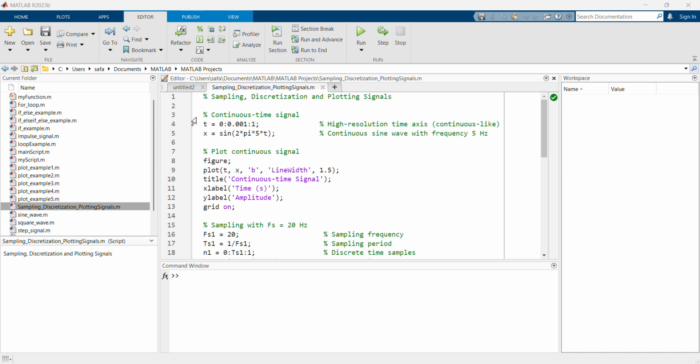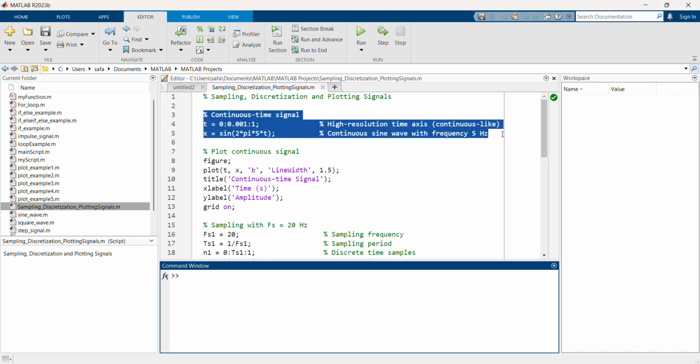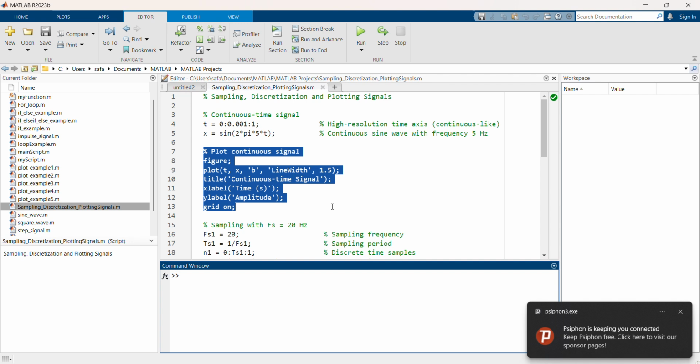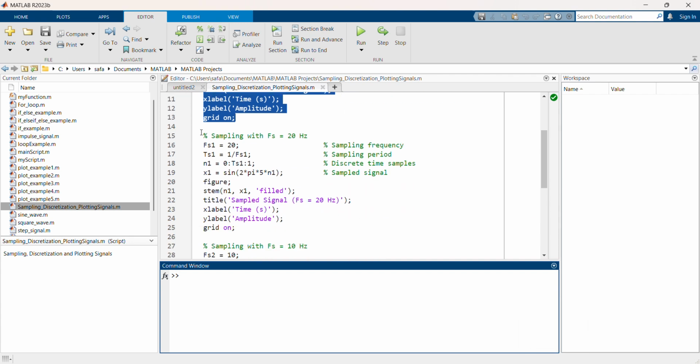Okay, first we create a fine time axis with a step of 0.001 seconds so that the signal looks continuous. This gives us a 5 Hz sine wave. Next, we plot the continuous time signal. This is our original signal.